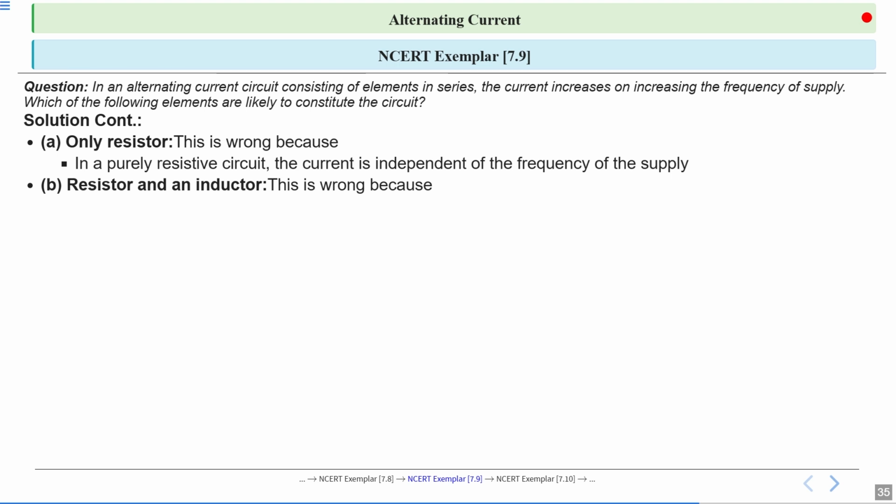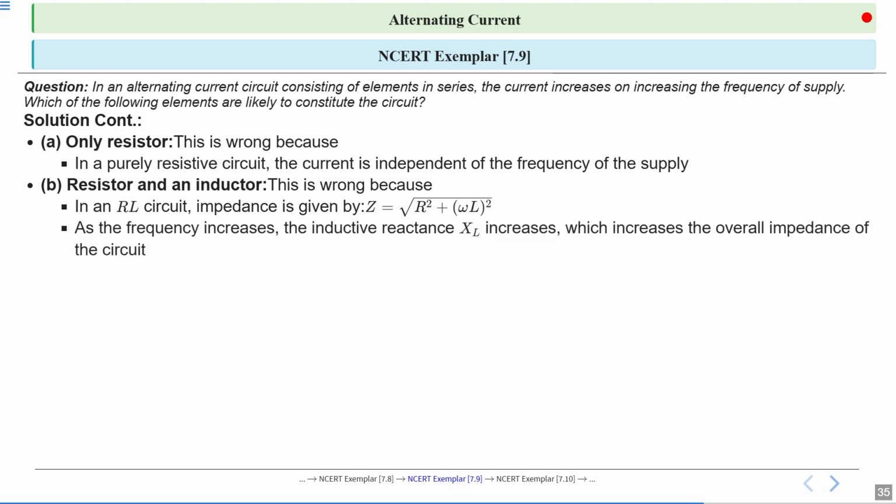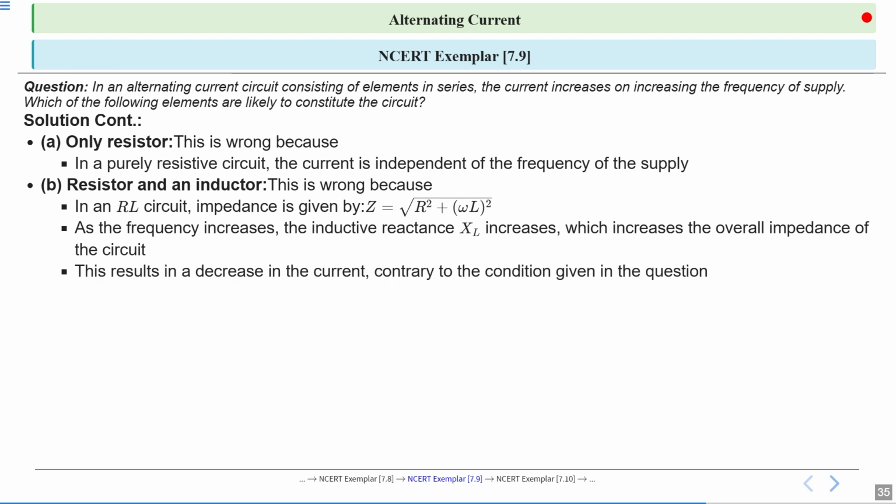A resistor and an inductor. This is also wrong because Z is equal to root R square plus omega L square. On increasing the frequency, omega L will increase, due to which Z will increase and current will decrease. So this is a wrong option. As frequency increases, inductive reactance XL increases, which increases the overall impedance of the circuit. This results in a decrease in the current, contrary to the condition given in the question. So options C and D are correct.